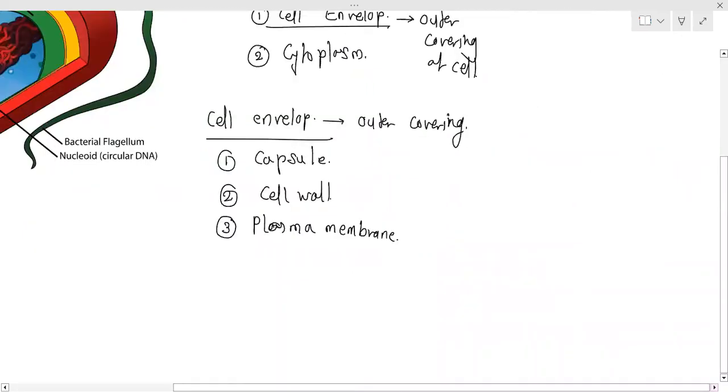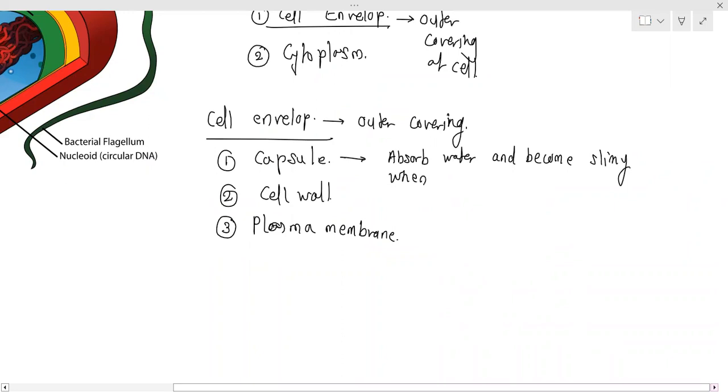Understanding? Okay. Capsule absorbs water and becomes slimy. Right? Becomes slimy when in water, and when bacteria is in air, it is hard. Capsule becomes hard. Capsule is basically hard and protective. Right? Hard and protective. Then the second part is cell wall.